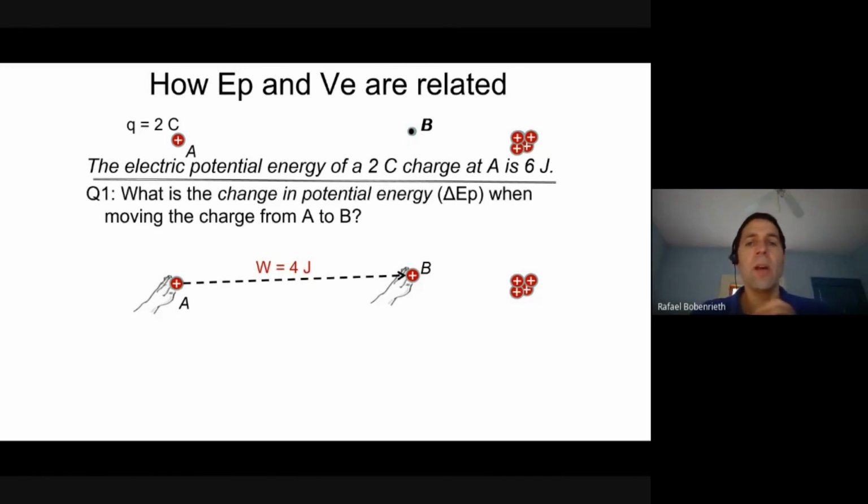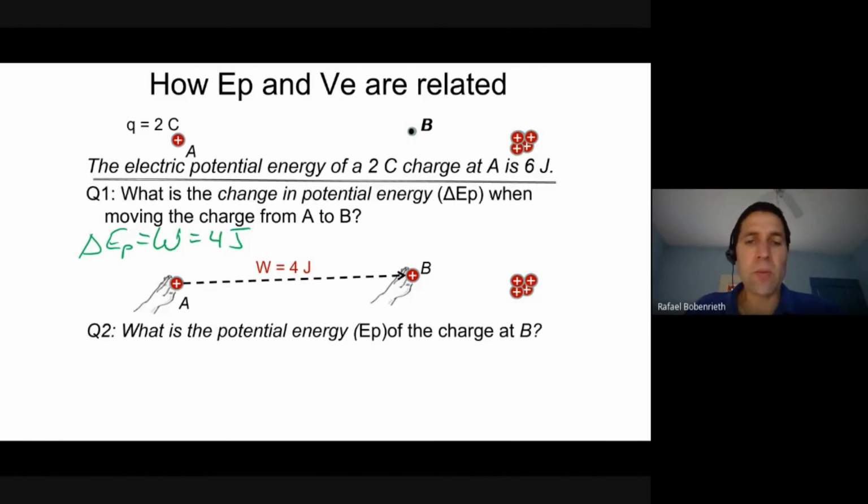First question: what is the change in potential energy when moving the charge from A to B? Well, remember, what did we just learn? The change in potential energy is equal to the work done. And so that would just be the 4 joules that you see there. That's the amount of work done in moving those 2 coulombs from A to B.